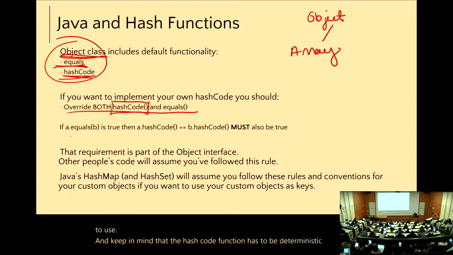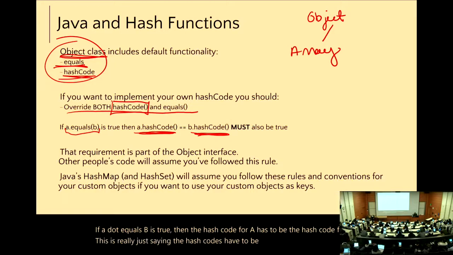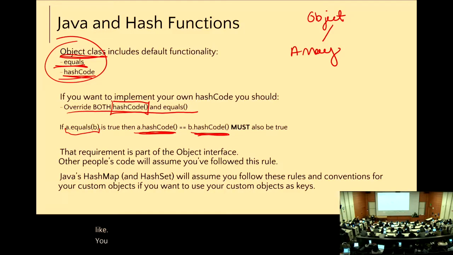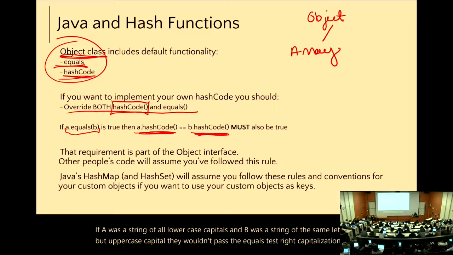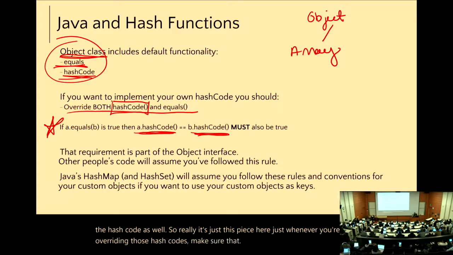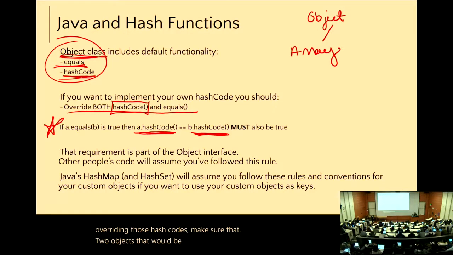And keep in mind that the hash code function has to be deterministic. For example, if a dot equals b is true, then the hash code for a has to be the hash code for b. This is really just saying the hash codes have to be deterministic in the same way that equals evaluates them. For example, equals on a string will go through letter by letter and check that each character is exactly the same. If A was a string of all lowercase letters and B was a string of the same letters but uppercase, they wouldn't pass the equals test, right? Capitalization matters in equals. Well, then if that's the case, capitalization should matter in the hash code as well. So whenever you're overriding those hash codes, make sure that two objects that would be determined true if you call equals on them, their hash codes must also match. Otherwise, you'll get some weird errors.